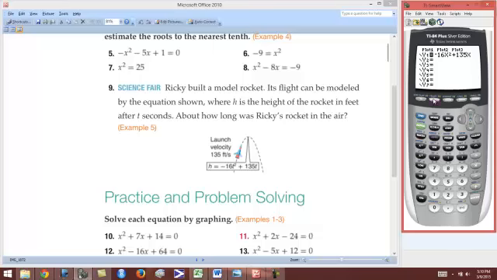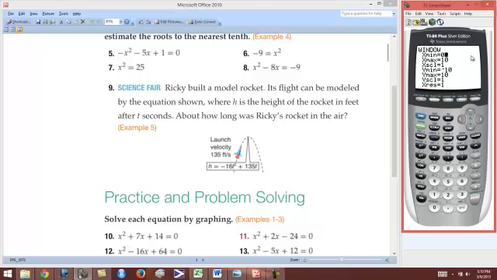Now let's go to the window. Okay, let me do this first. I'm going to do z. I'm going to put it back to the standard window. Okay, I'm going to go to window, and I'm going to put in 0 because why? Why am I putting 0 for x? Because x is a number of seconds. So we can't have negative time, and the rocket takes off at 0 seconds.